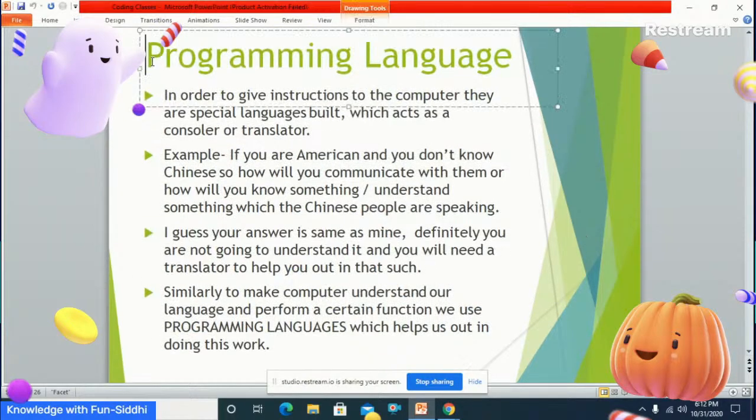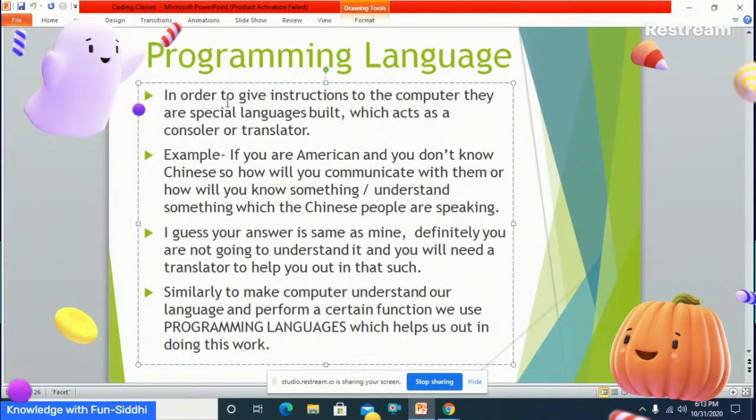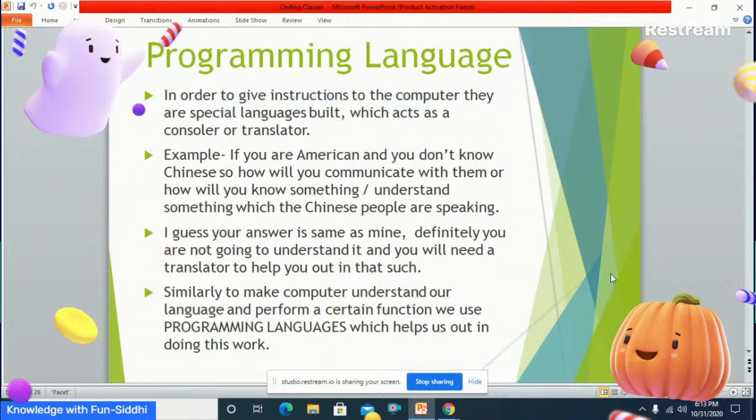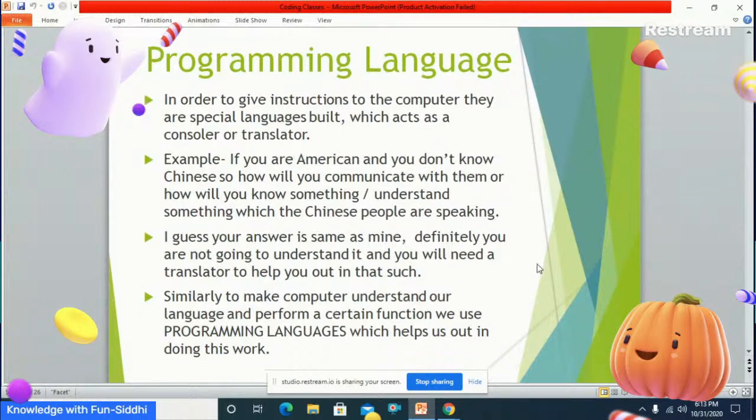Now we come to programming language, what a programming language is. First we studied what programming is: when we give instructions to a computer to perform a certain task, that is called programming, right? In order to give instructions to the computer, some languages have been built which act as a console or translator. It means that if you want to give instructions to the computer, we cannot give them like we tell our dog, sit down, doggy, sit down.